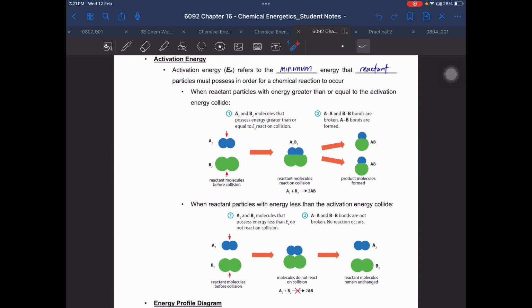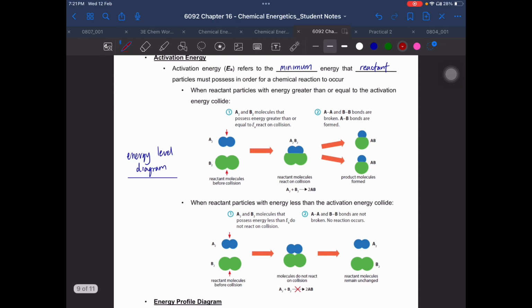Now, what is it going to do with the energy profile diagram? In the previous few pages, we learned about this thing called the energy level diagram. So the energy level diagram and the energy profile diagram are actually two different concepts, but they are very much similar to each other, except that in the energy profile diagram, you will have to represent the activation energy of the reaction. So just a quick recap.